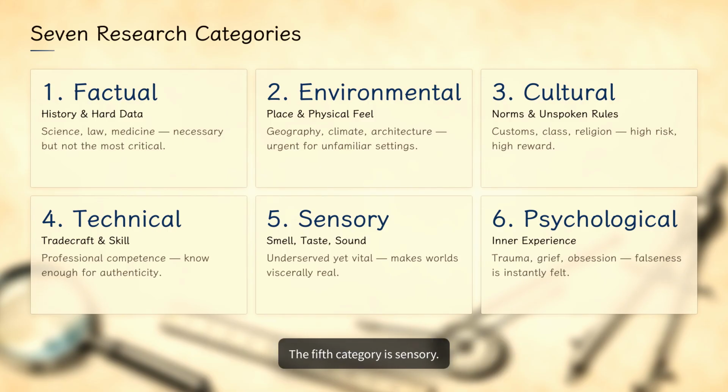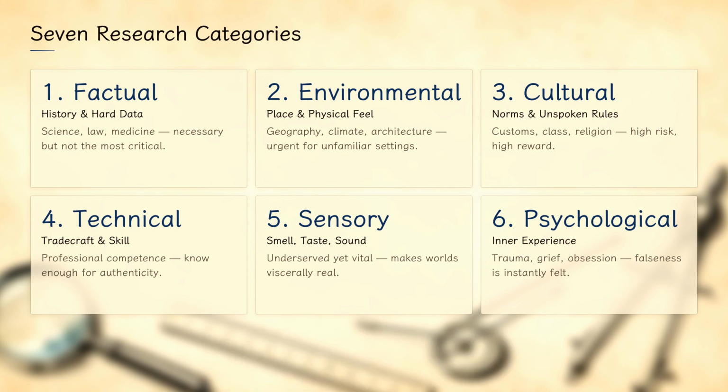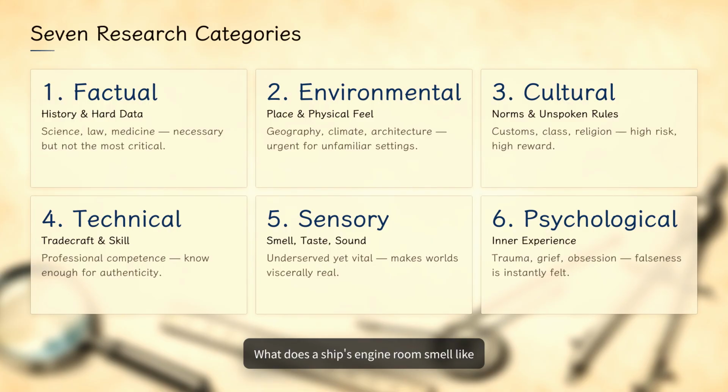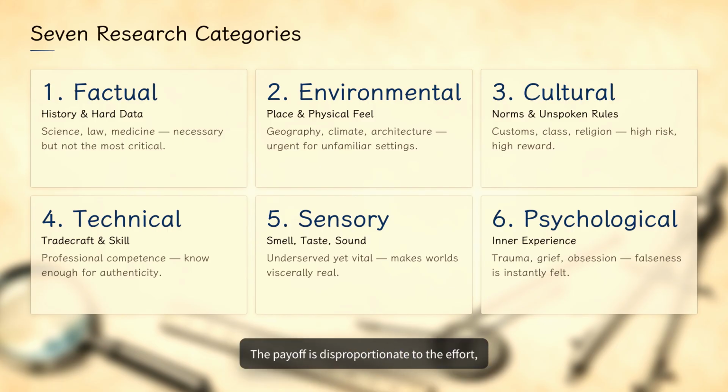The fifth category is sensory. Smell, taste, sound, texture. This category is systematically underserved by most writers because it does not come from books. What does a ship's engine room smell like? What does period-accurate food actually taste like? What is the ambient sound of a cotton mill in 1910? Sensory research requires different methods. Interviews, site visits, oral histories, documentary footage. The payoff is disproportionate to the effort because sensory accuracy is what makes a world viscerally real.